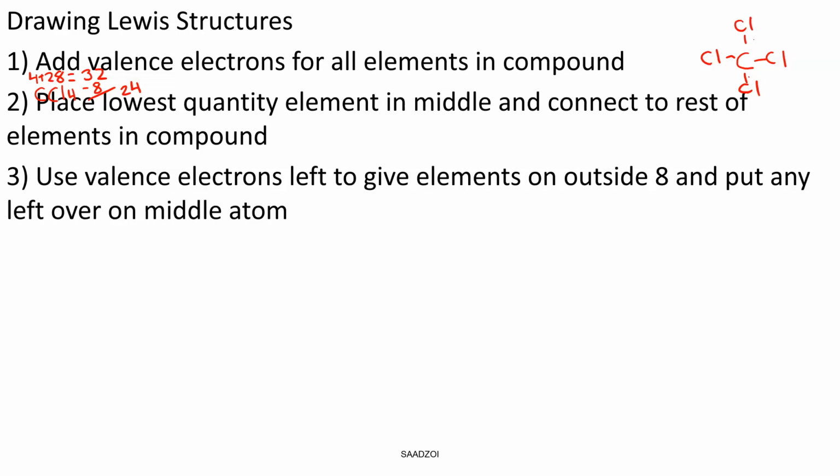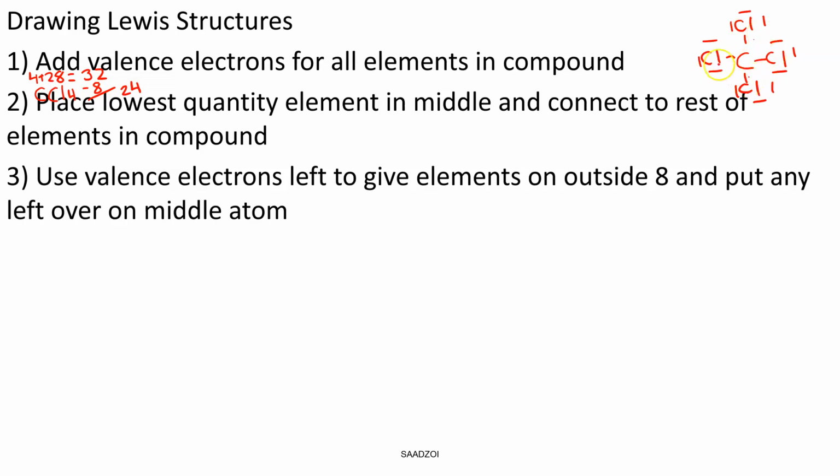Use the valence electrons left to give the elements on the outside 8, and put any leftovers on the middle atom. So remember, I have 24 electrons, so watch. 2, 4, 6, 8, 10, 12, 14, 16, 18, 20, 22, 24. There, all 32 electrons are in.